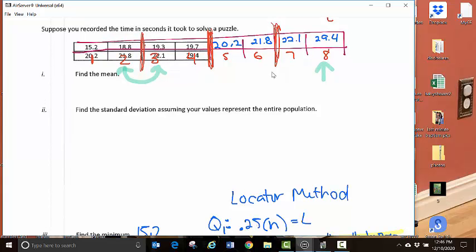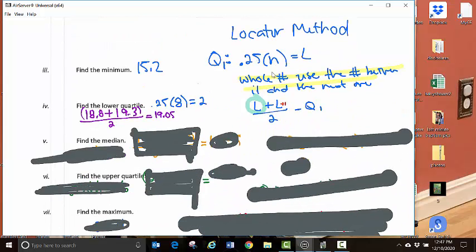Isn't that what we would have done anyway? So it really doesn't change if your numbers are even. 18.8 plus 19.3 divided by 2 is 19.05. That is my first quartile, and that's probably what I would have gotten out of my calculator. However, I would show the work in case I'm able to give you partial credit.